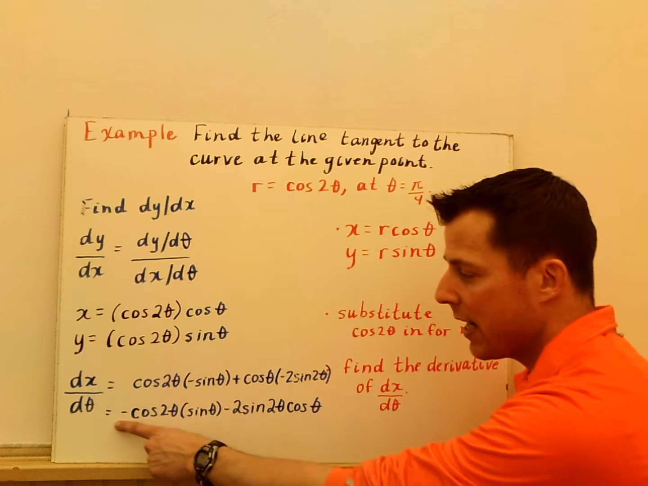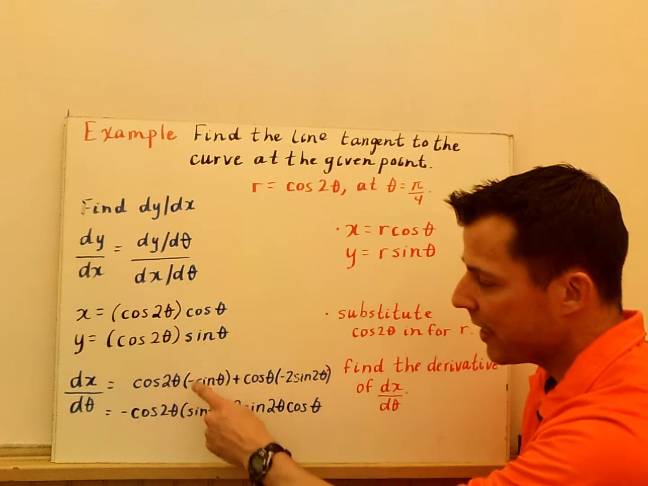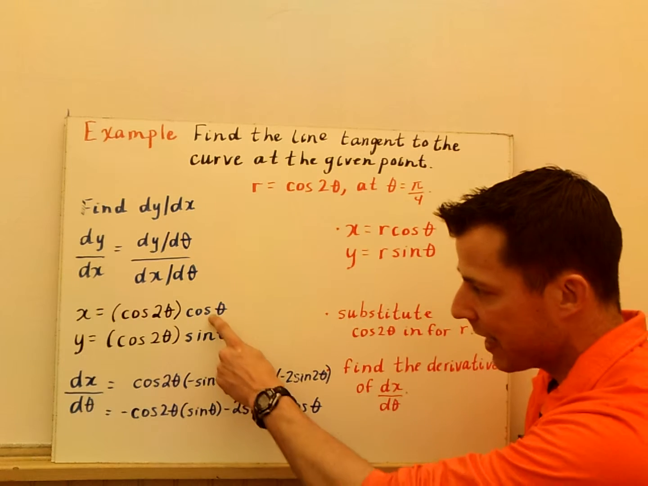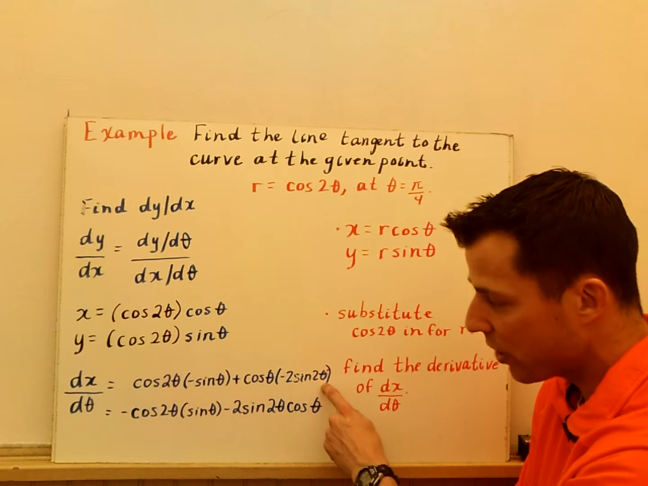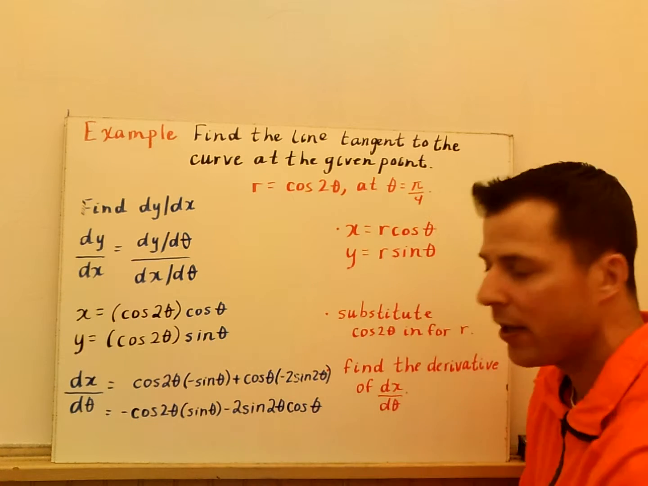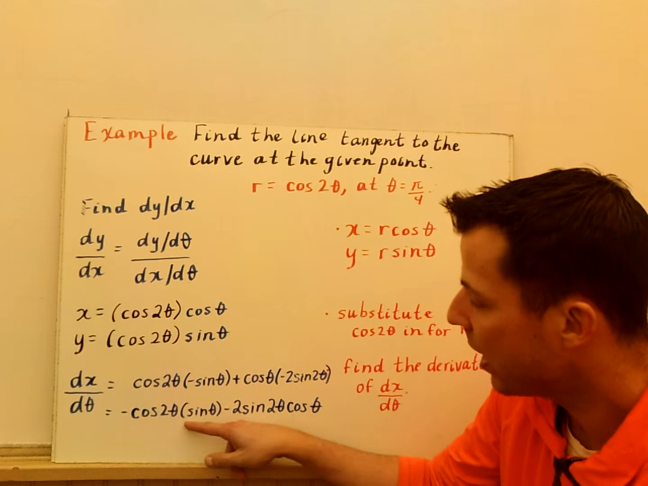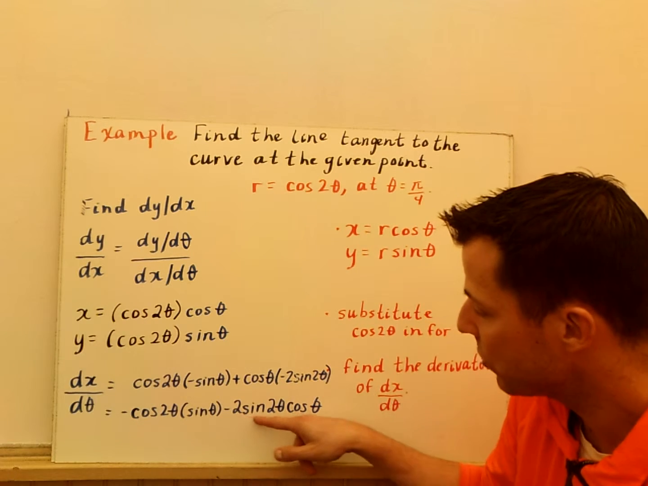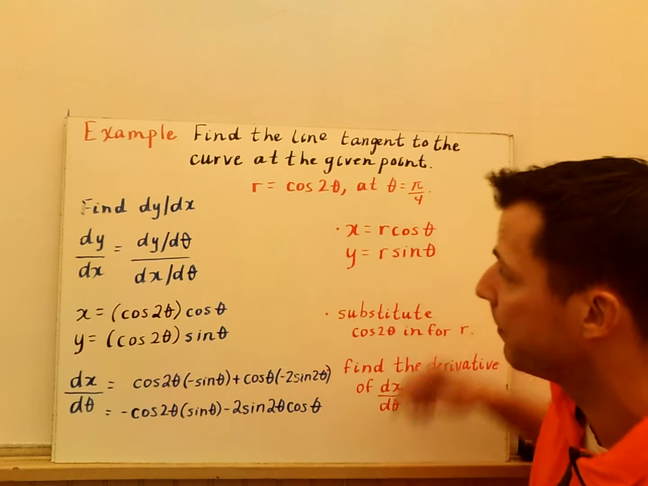I bring up the negatives, okay? So remember, derivative of cosine is negative sine here, plus the second times derivative of cosine 2 theta is negative 2 sine 2 theta. Okay, so I've cleaned this up. So dx d theta is equal to negative cosine 2 theta times sine theta minus 2 sine 2 theta cosine theta. And we're going to use that later on.